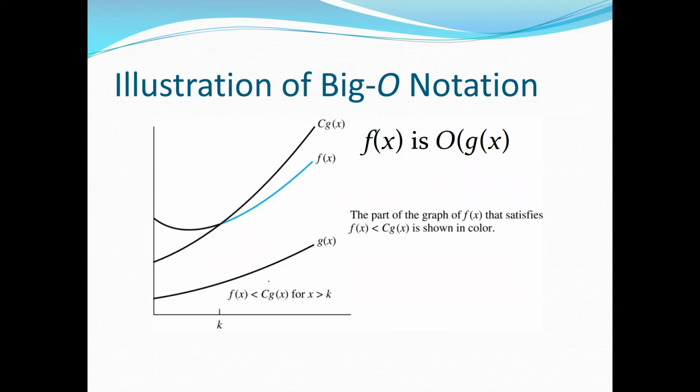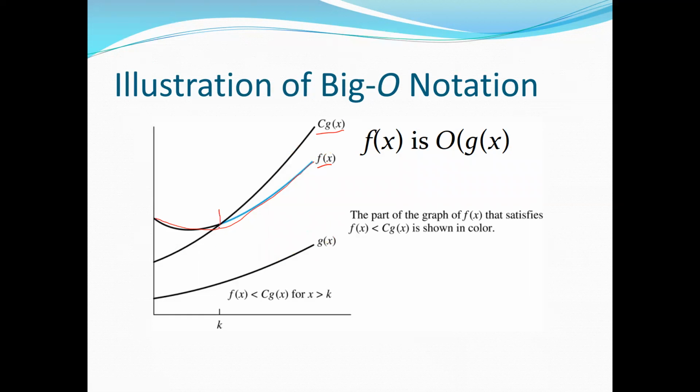So for example, this is the graph of g of x, and this is the graph of f of x. You can see this one is f of x. Now if I multiply g of x by some constant value, c times g of x, and f of x is always less than this c times g of x, then we call f of x big O of g of x.